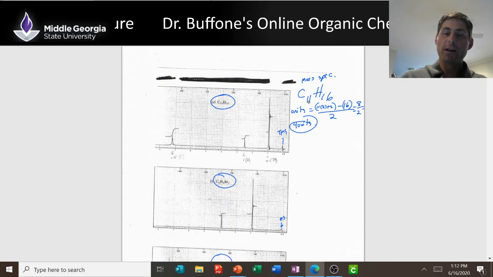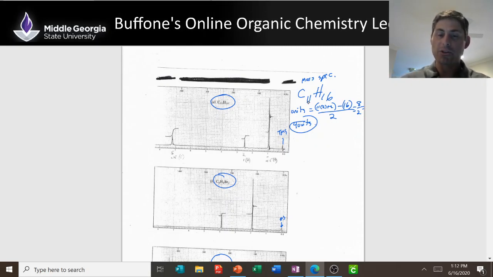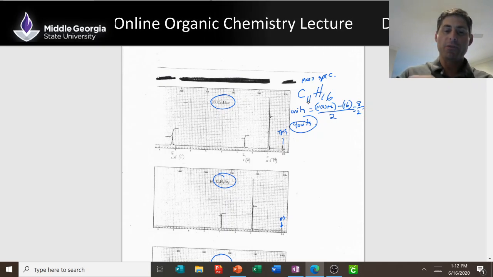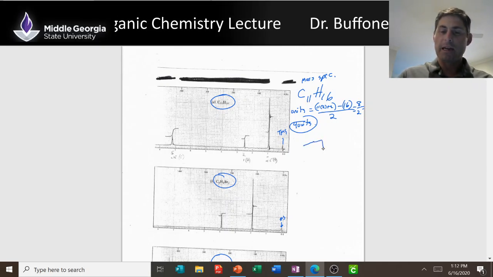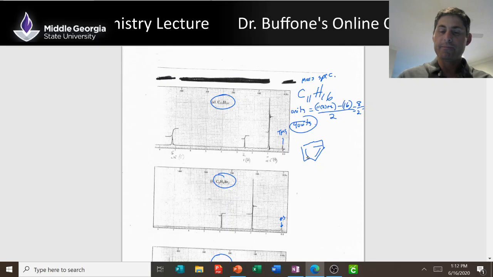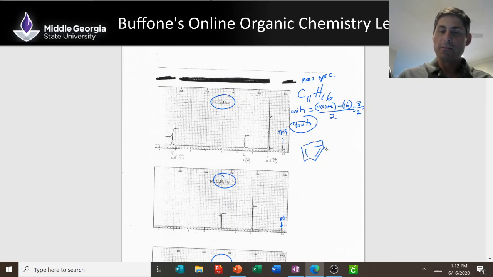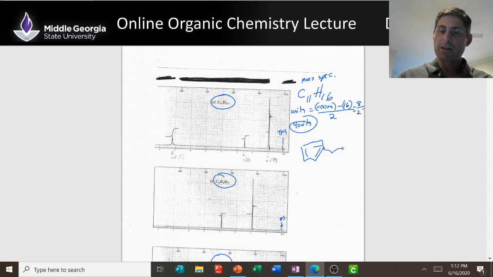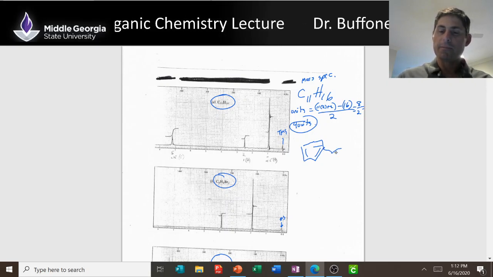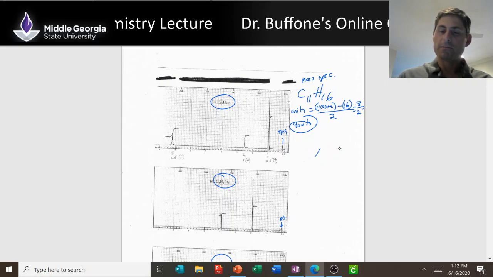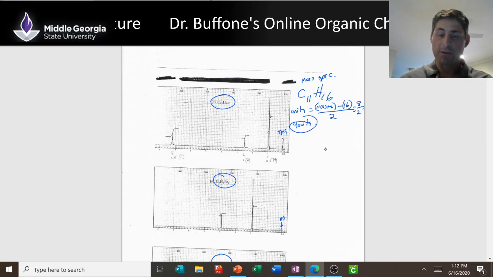Now, you want 11 carbons and 16 hydrogens in your spectrum. And if you think there's an aromatic ring in there, then you've got to draw that aromatic ring. Maybe it's monosubstituted or disubstituted. We can actually tell from the splitting, however. And again, we'll go back and do that together.